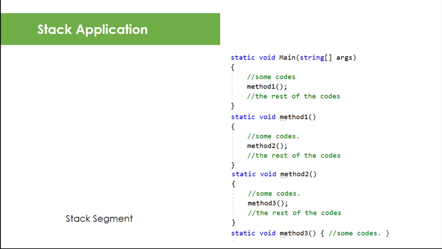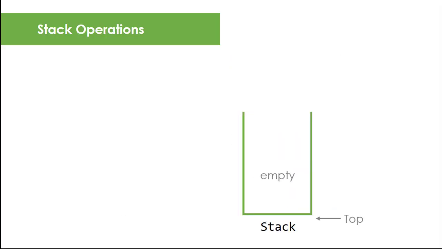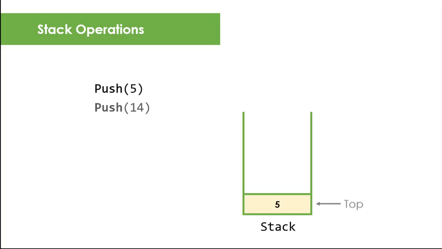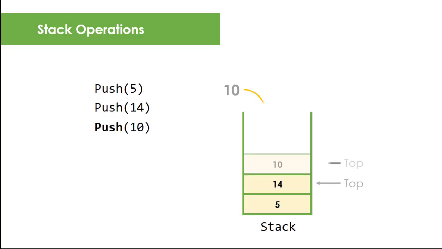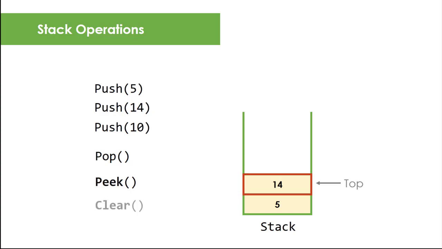So, a stack ADT has some very simple operations. The push operation accepts one argument, an item to be stored in the stack. In this illustration, 3 items, 5, 14, and 10, were pushed into the stack one at a time. The pop operation receives no arguments. This removes and returns the topmost item from the stack. The peek or top operation has no argument as well. This operation only returns the topmost item of the stack but doesn't remove it. And the clear operation removes all items from the stack.